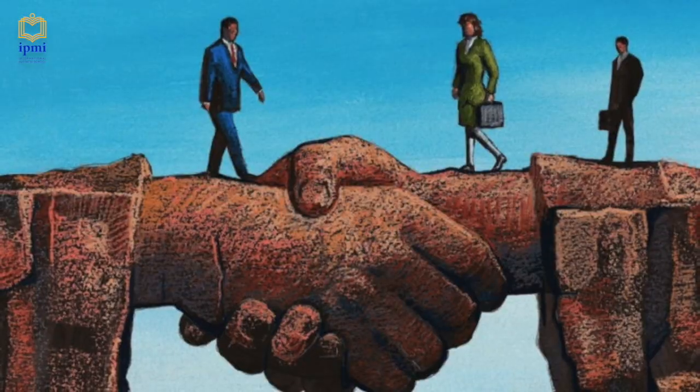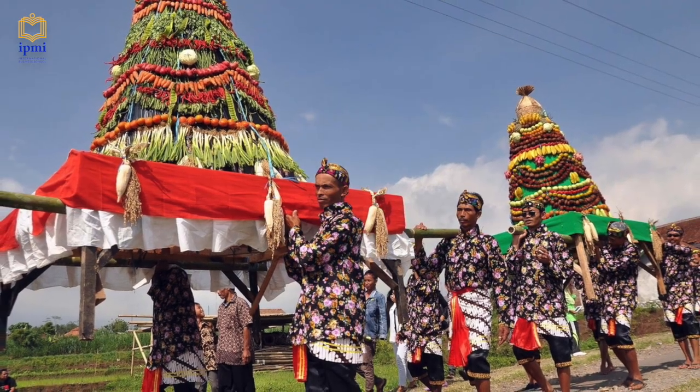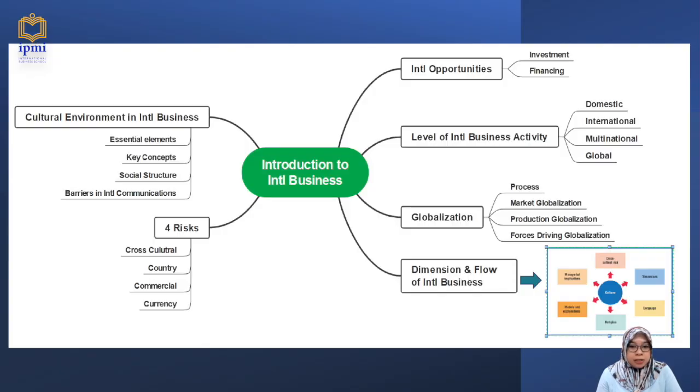Understanding essential elements of culture, such as language, values, beliefs, customs, and traditions, is critical to success in international business. Key concepts such as ethnocentrism, cultural relativism, and cultural intelligence help businesses navigate cultural differences. Social institutions such as family, religion, education, and politics also shape cultural norms and practices. Barriers to effective communication in international business include language, nonverbal communication, and cultural differences.